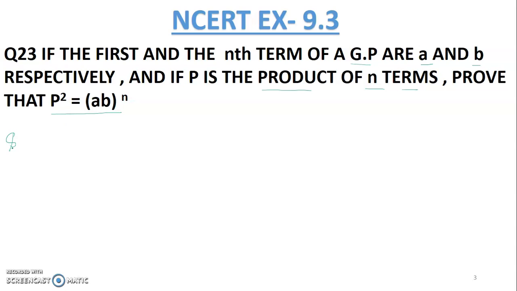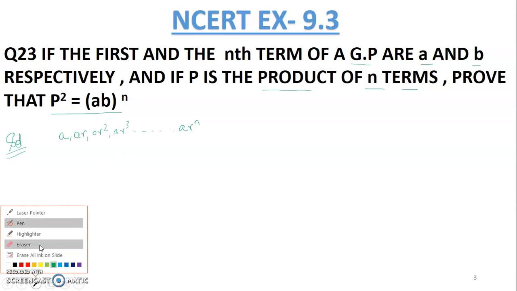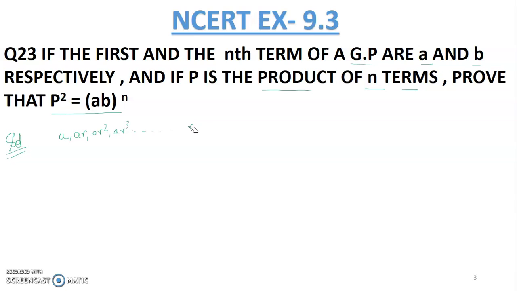Okay, so first, students, as it is given in the question, it is a GP. So how do I write a GP? A, AR, then AR squared, then AR cubed. It will continue till the nth term, A R raised to the power n. This is the nth term, or you can write it as An.